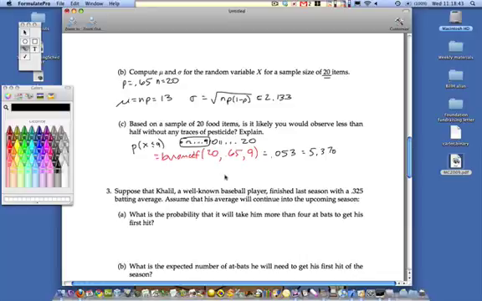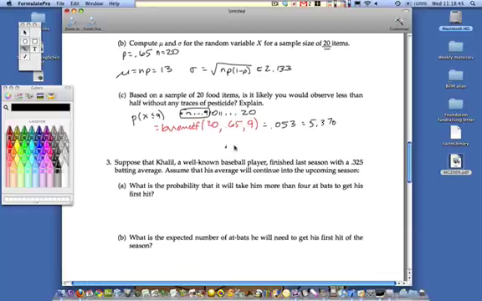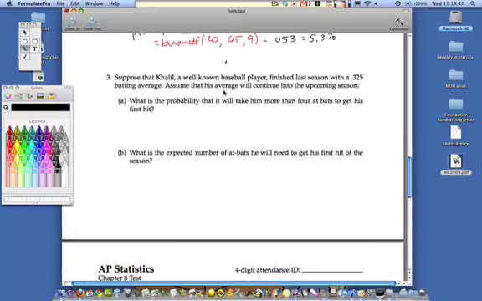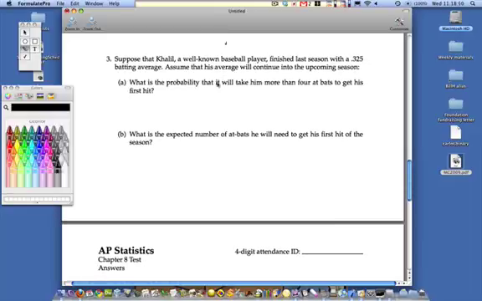All right, question number 3. Obviously, this question is just a few years old, since it still has Khalil, a well-known baseball player, who finished last season with a .325 batting average, so his probability of success getting a hit is going to be .325. What is the probability it takes him more than 4 at-bats to get his first hit? What kind of distribution is that? Yes, you're right, it's geometric.